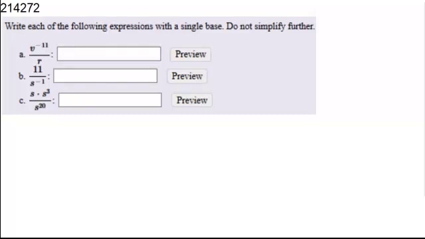Okay, so the first is you're asked to write these expressions with a single base. Normally that will also entail using positive powers. You will generally turn anything to a positive power. So here this base of v, since it has a negative power, is going to get moved into the denominator. So you get 1 over r v to the 11th.